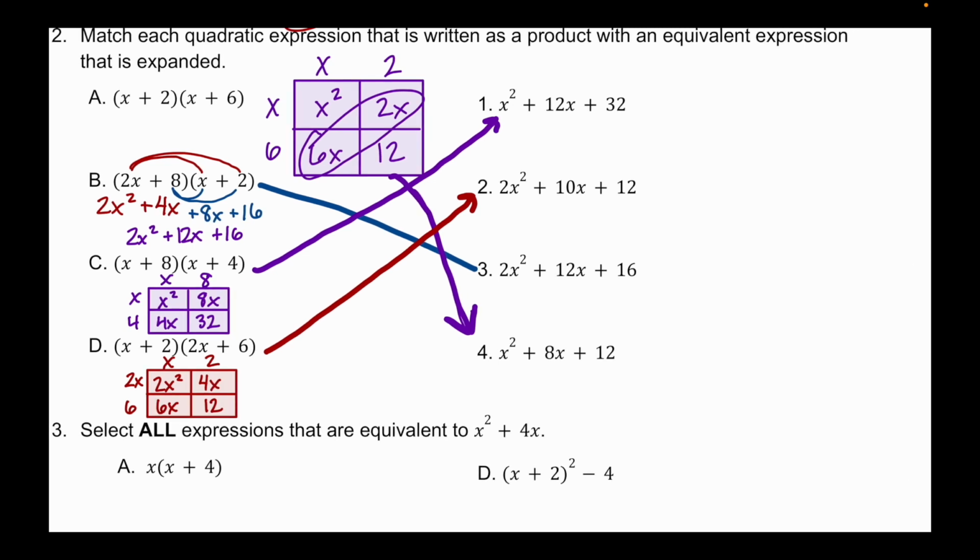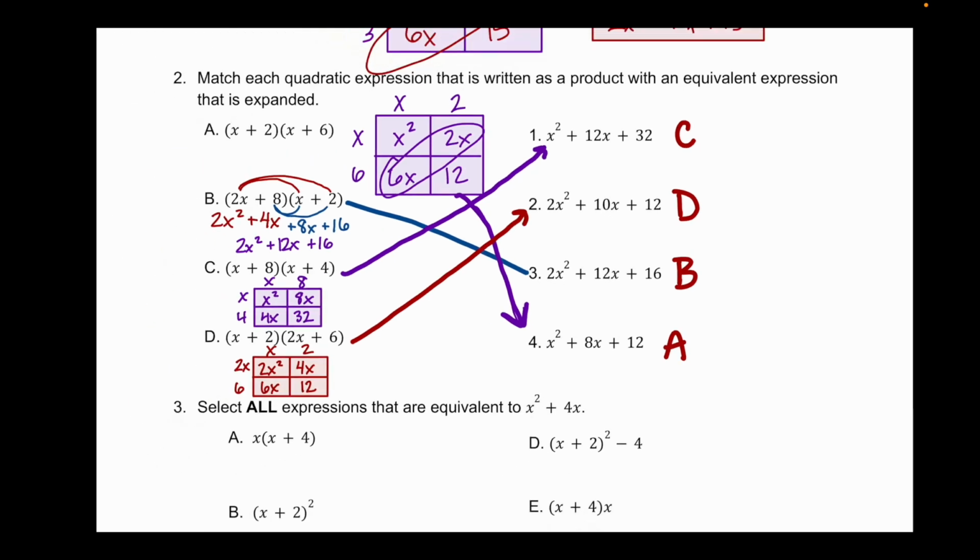So just to write everything out, number 1 goes with C, number 2 goes with D, 3 goes with B, and 4 goes with A, just in case my lines were a little messy or harder to read. That's question 2.